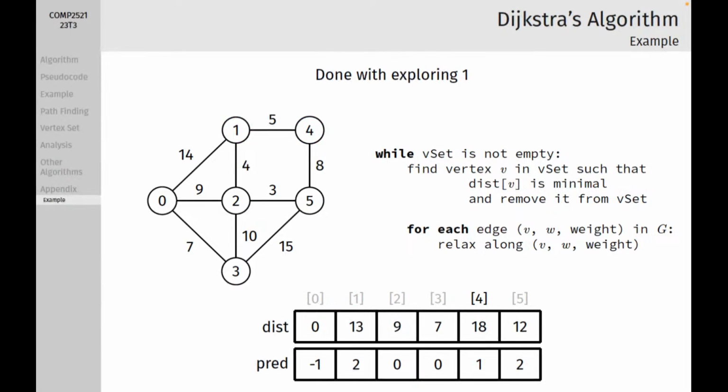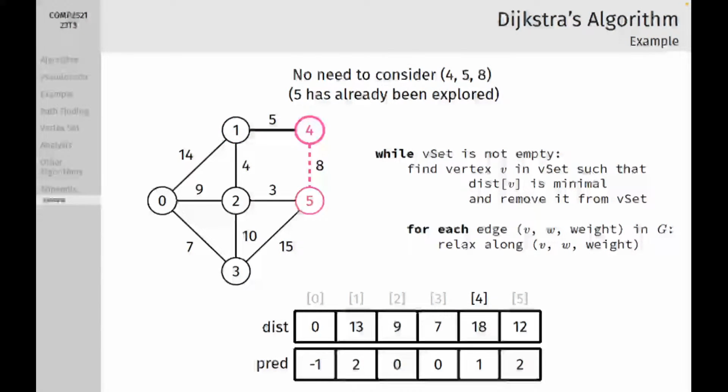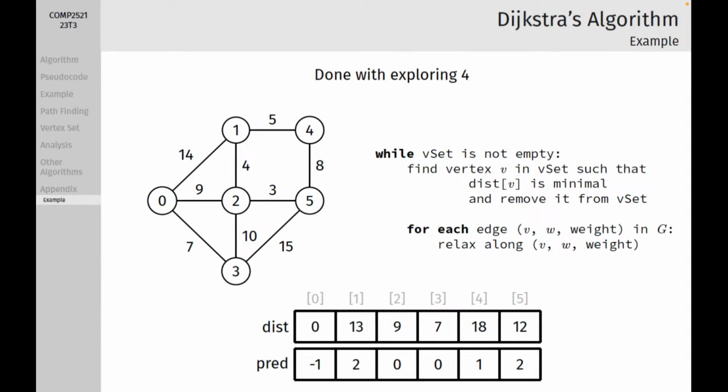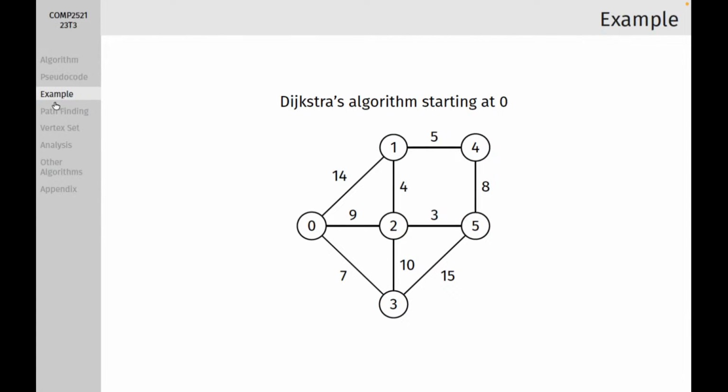All right, now we're done with exploring 1. So now we remove 4 from the V set. And since both of 4's neighbors have been explored already, we can skip both of them, and we're done. All right, and now we're finished. Okay, so that's the example.